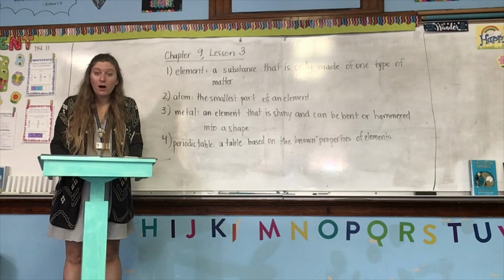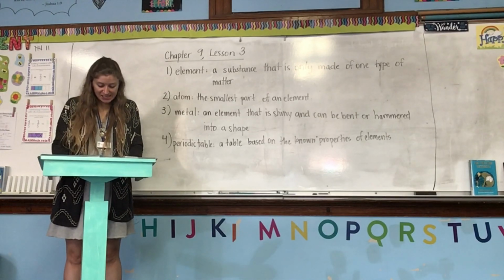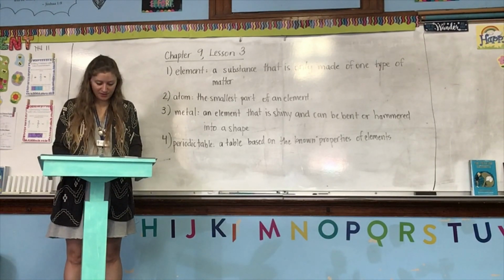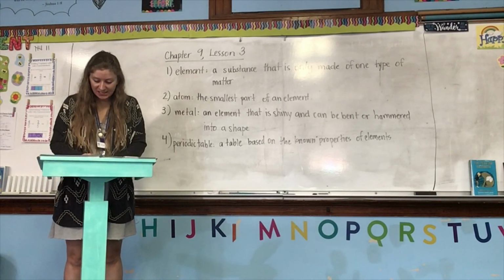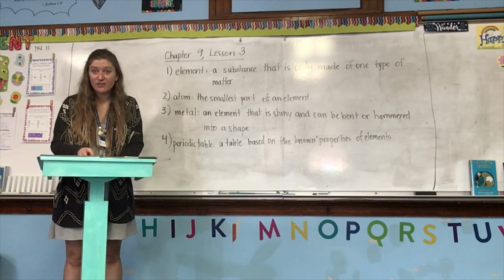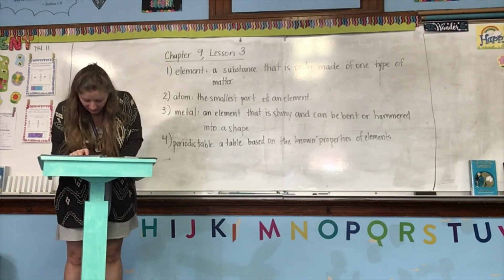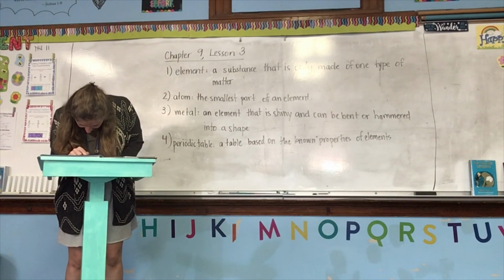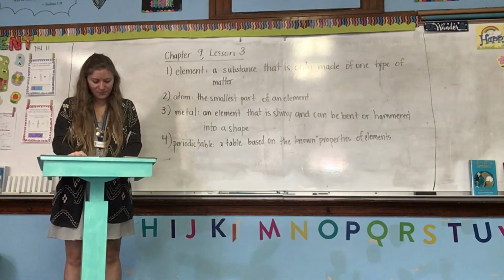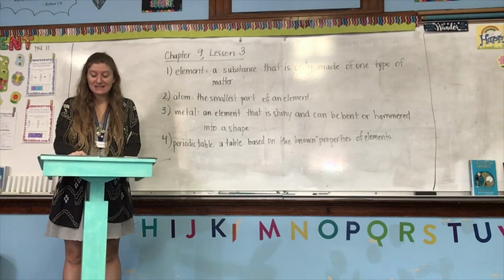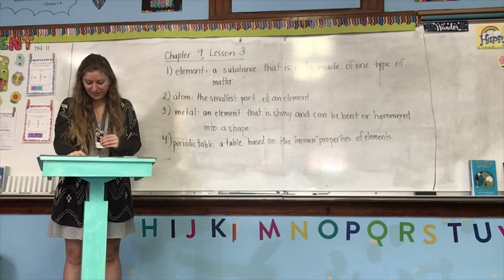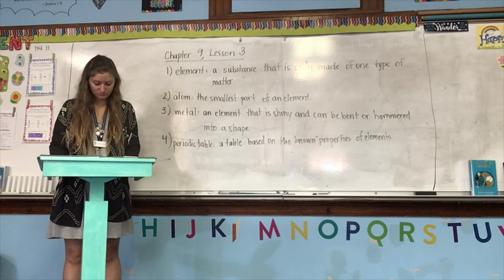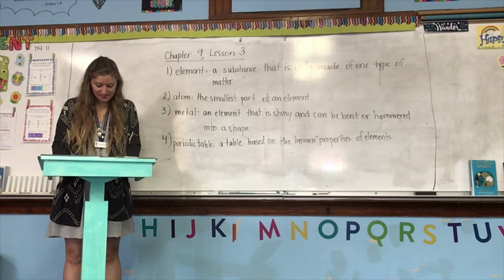For example, all the elements in column 17 combine easily with other elements. So find column 17 at the top. It's the second from the last column. And we see fluorine, chlorine, bromine, iodine, and astatine. Those are elements that combine easily with others. They often form new substances.